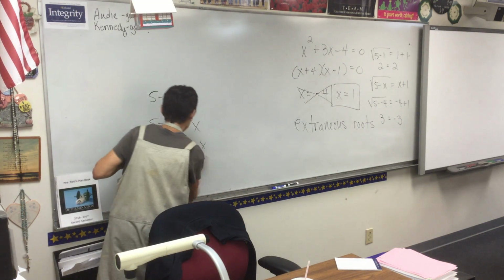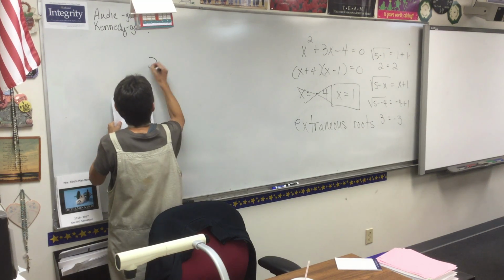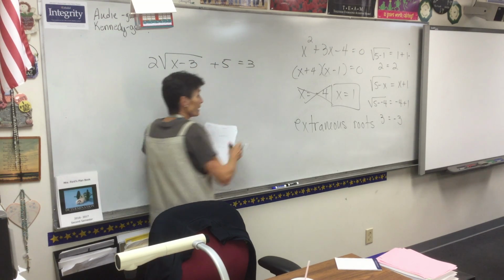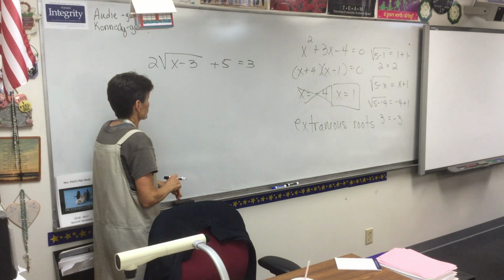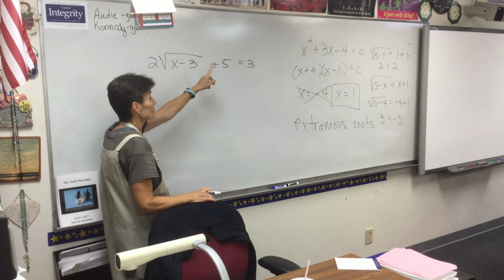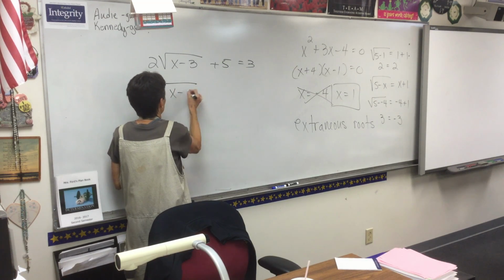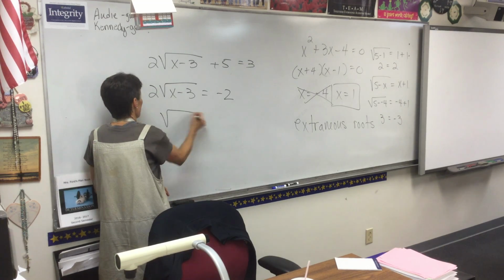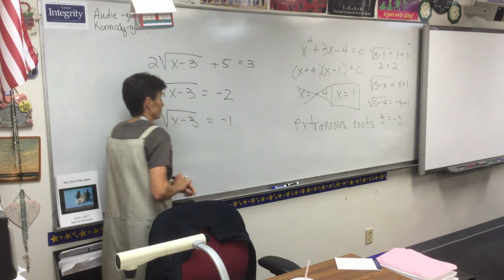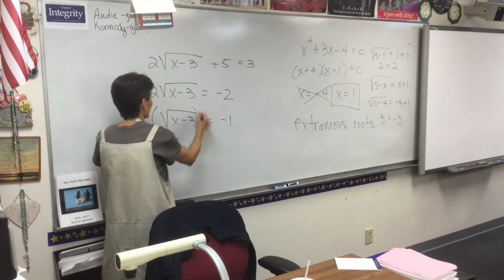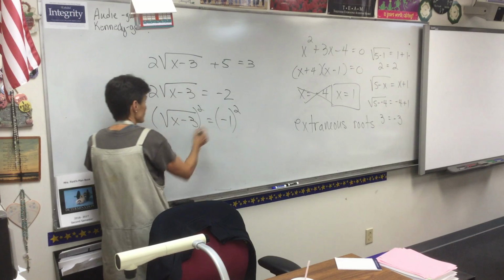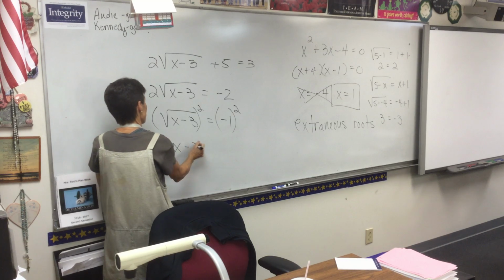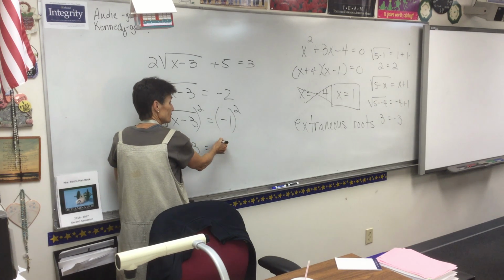Okay, one more of these. Any idea how you might start? Isolate. So maybe we'll start by subtracting 5. Subtract 5. Divide by 2. And then square. So this one doesn't have any foiling or anything, it's just squared. So over here I'll have x minus 3. And over here I'll have 1.